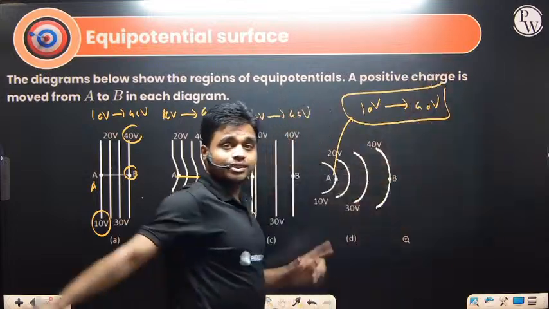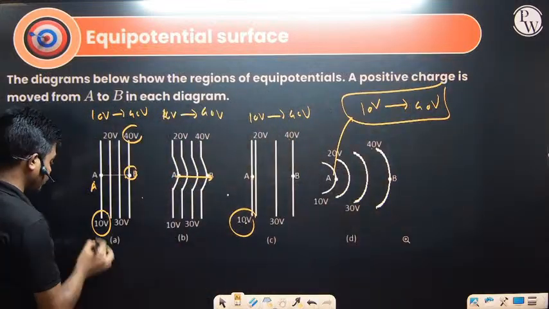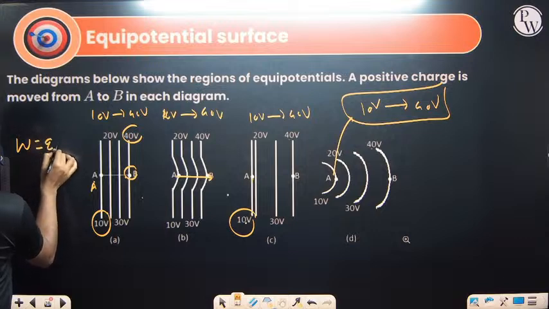So in all of these cases, what is the same? Delta V is the same. And what is the work done? Work done is Q multiplied by delta V.